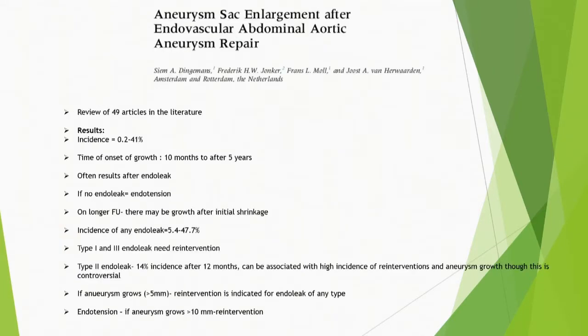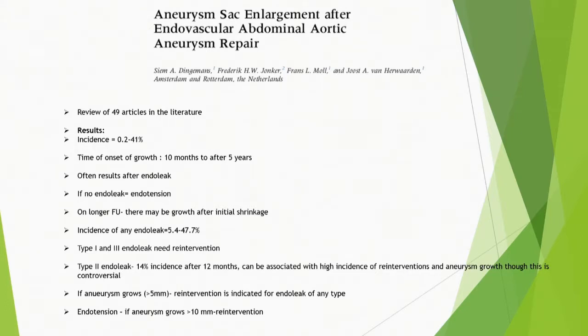Another recent study from 2016 reviewed over 700 articles from PubMed and included 49 articles from the literature on aortic sac enlargement after EVAR. They show that the incidence is between 0.2 to 41%, so a wide range. The time of onset can be anywhere from 10 months to very late after 5 years. And enlargement of the sac can occur even if initially the aortic sac shrinks on the follow-up CT scans. And hence this really stresses the importance of lifelong follow-up after EVAR.